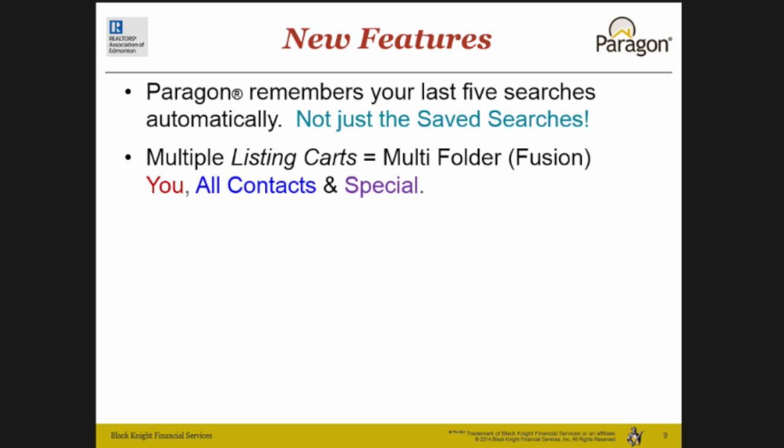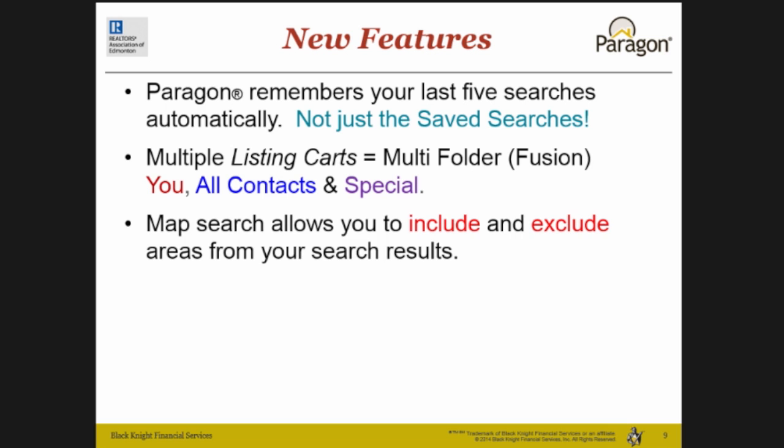Inside Paragon, we have what are called listing cards. In Fusion, you'd call that a multi-folder. Paragon provides for you every one of your contacts, plus you can create additional custom listing cards. And these listing cards are MLS number holders. So you can put as many MLS numbers as you want into a folder for yourself or any of your clients. And on those folders, you can set up automatic email notifications.